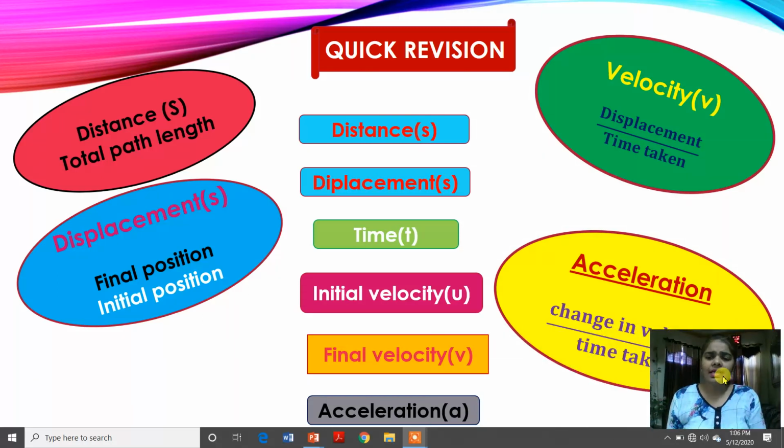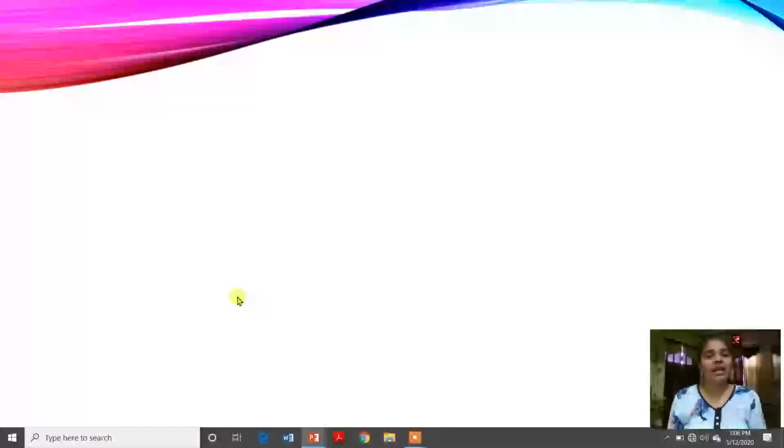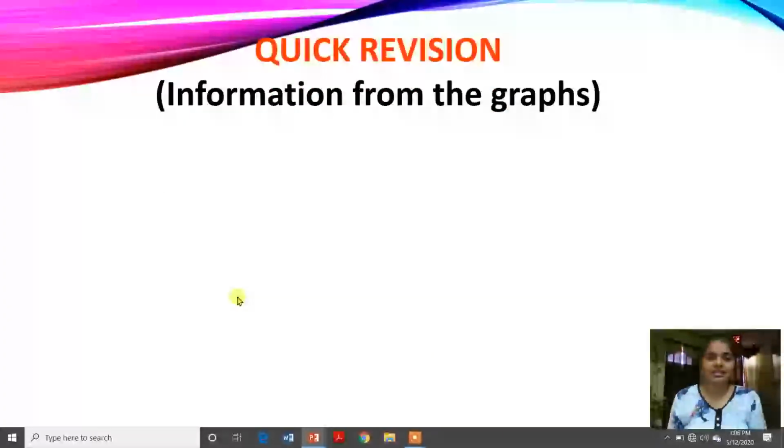Now students, is there any physical quantity left that we have studied and we have not mentioned here? Yes, it is speed. Speed equals to distance upon time taken. Next, we have studied about various graphs.